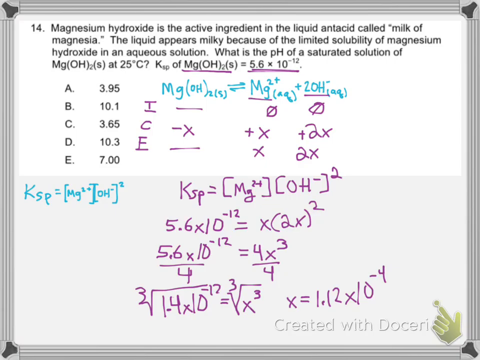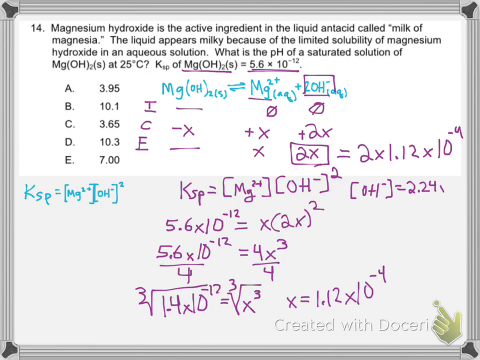Now, the question we have to ask ourselves is, is x the hydroxide concentration? And in this case, no, because the hydroxide concentration is 2x. So we'll just have to take that value we solved for and multiply by 2. So when we do, we'll end up getting that the hydroxide ion concentration is equal to 2.24 times 10 to the negative fourth.